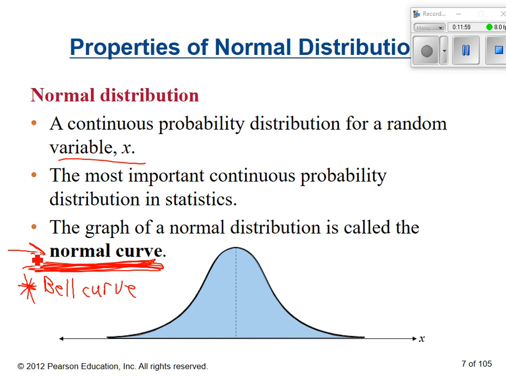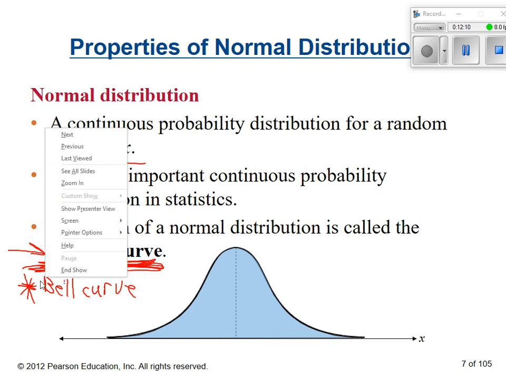So a normal distribution again, that's the bell curve. That's what we're going to do a lot of. We're going to talk about what a standard normal distribution is here in a second also. That's part of it.